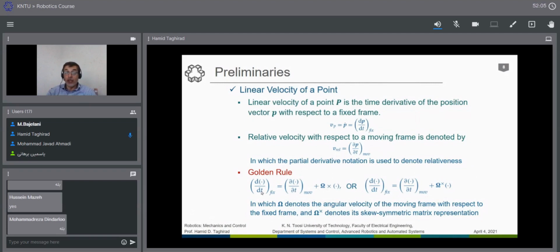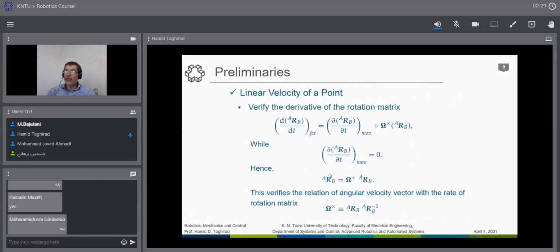And importantly, we are always working with absolute velocities in the differential kinematics, and we need to have this for every point of interest that we are using. Very good. So if we use that golden rule notation, then we can prove our claim that R dot times R inverse is omega cross. This is one type of proof that can be given there.